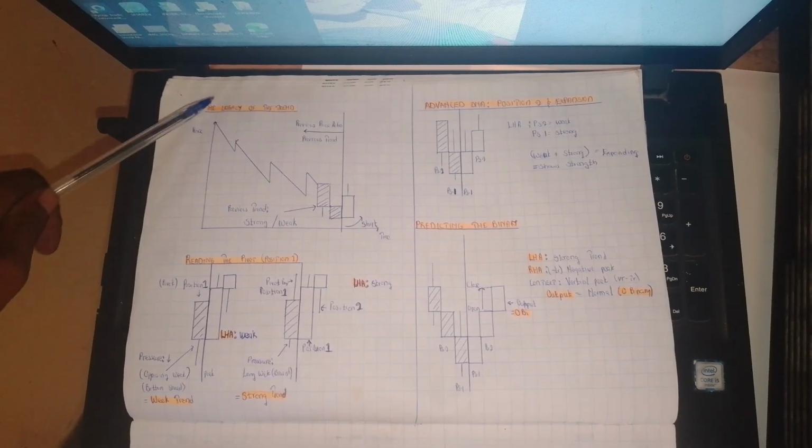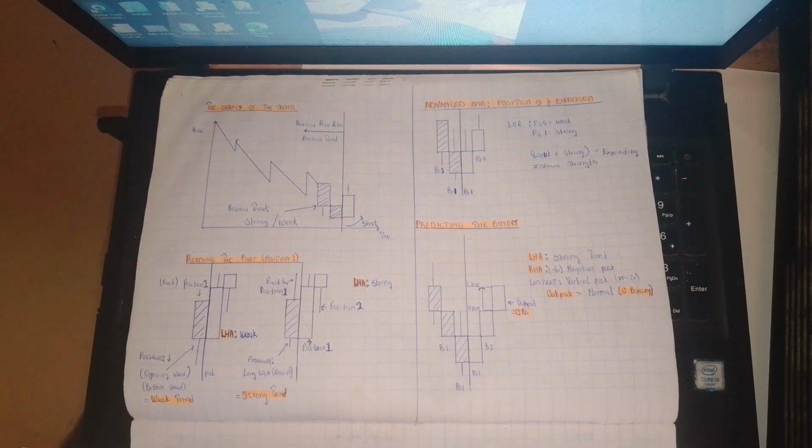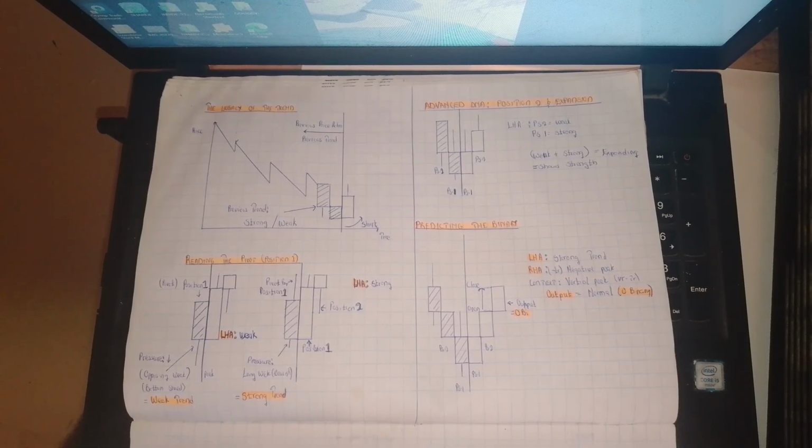So, starting off with the legacy of the trend: the market has a memory. Before we predict the future, we must understand the strength of the trend that just ended. This is the left hand analysis. We look at the legacy of the trend.